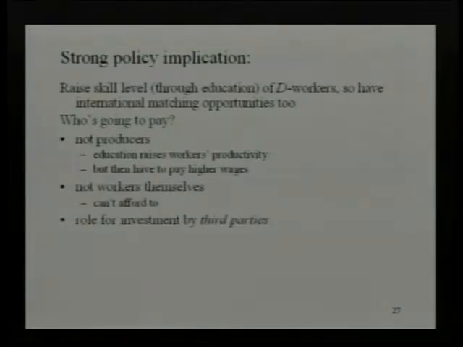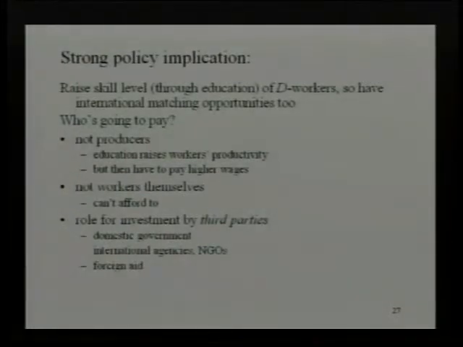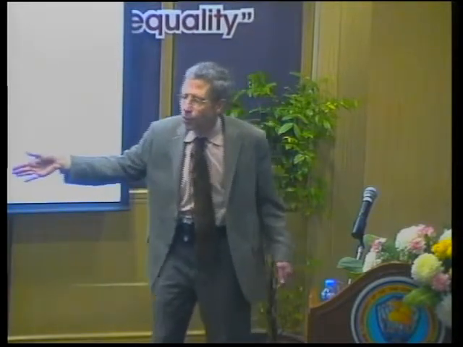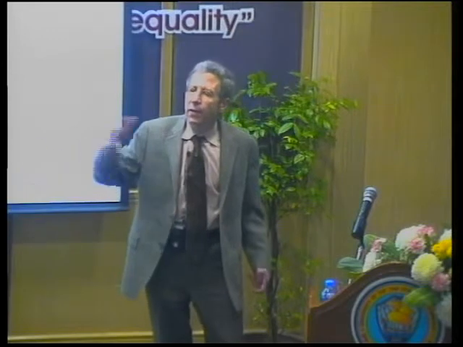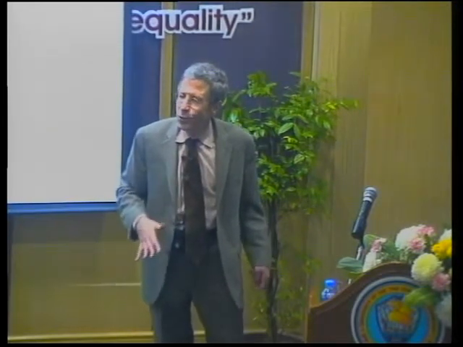So that means that some third party is going to have to make the investments. It could be domestic governments. It could be some international agency, an NGO perhaps. It could take the form of foreign aid. It could be some combination of all of the above. That is, it could be a domestic government offering a subsidy to a private company for training its workers. But some third party is going to have to get into the act to solve the inequality problem. It's not going to happen on its own.